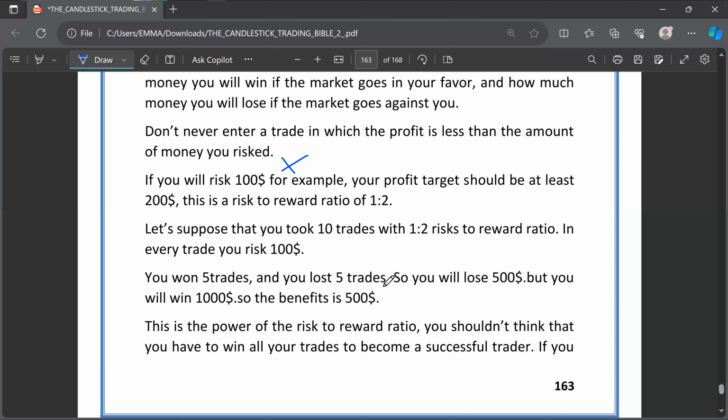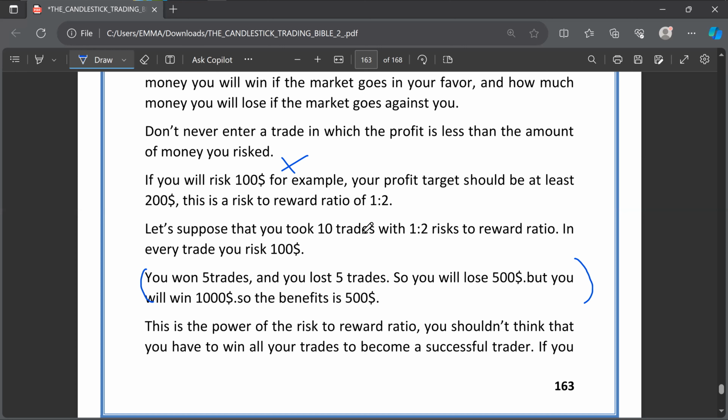You won 5 trades and you lost 5 trades. You will lose $500, but you will also win 1,000. So the benefit is what? $500. I think this is very confusing. It's like the example that we did in the previous video, right? So let me see if I can find a way to explain this.